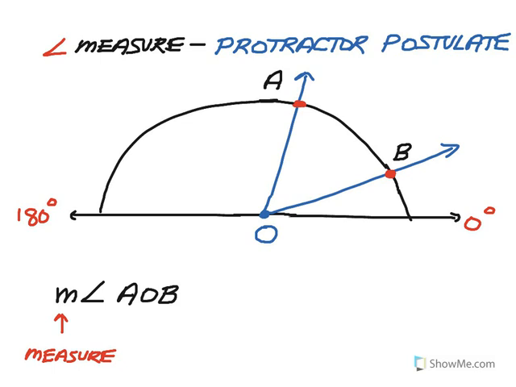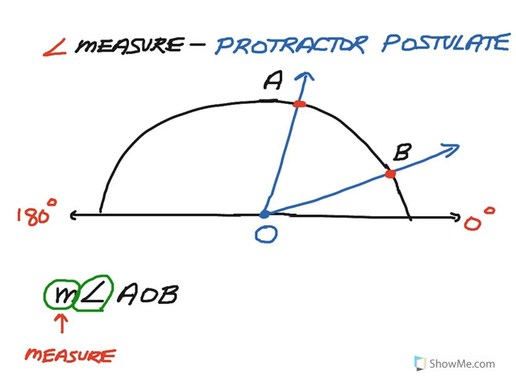Now, much like the ruler postulate when we're talking about segments, we can use the protractor postulate to measure angles. If we line up the vertex of an angle, any angle, and in this case say angle AOB, with the 0 on a protractor, which you know is a semicircle with degree measurements in it, and we want to know the angle measure of AOB, we put the little m in front of the angle sign. It means the measure of angle AOB.